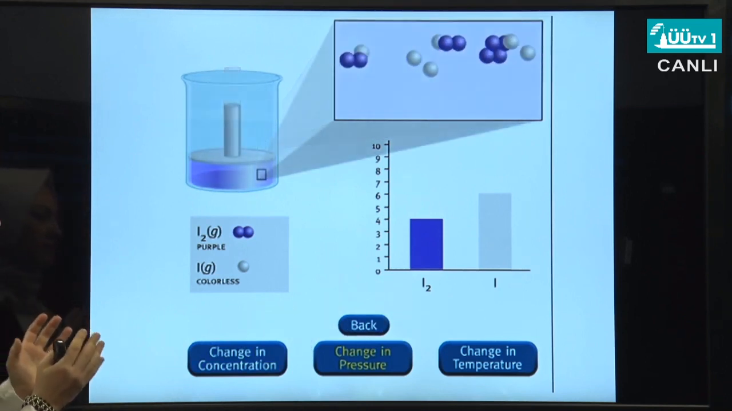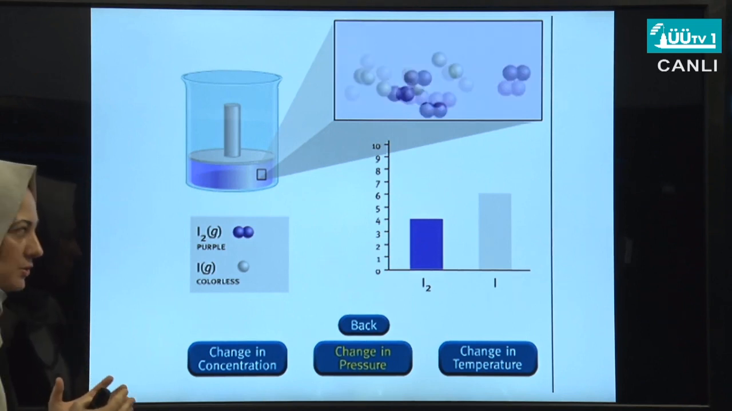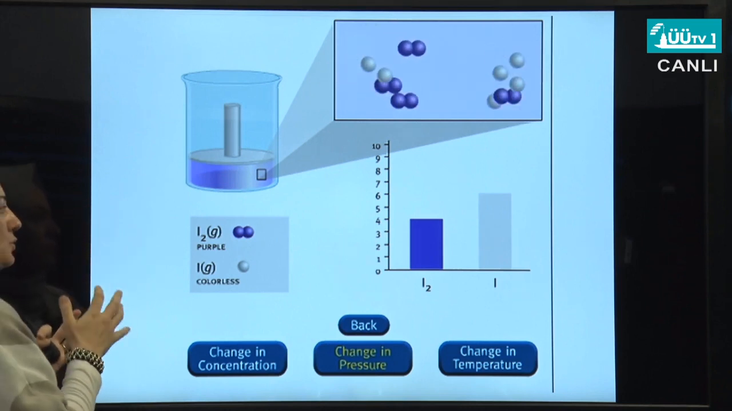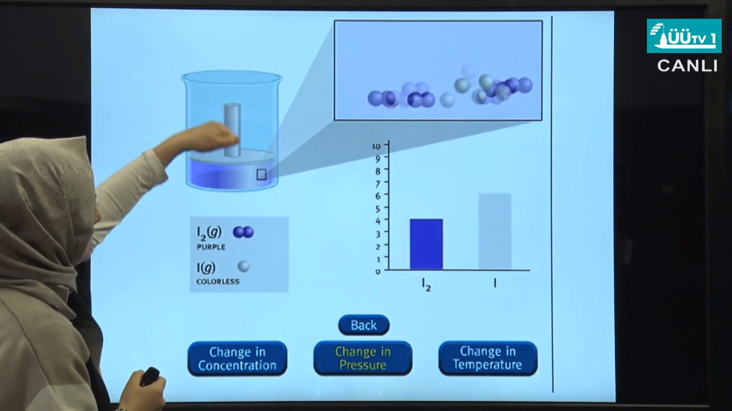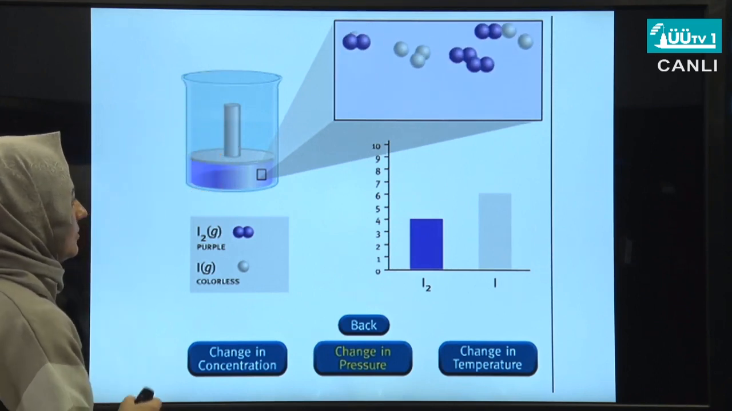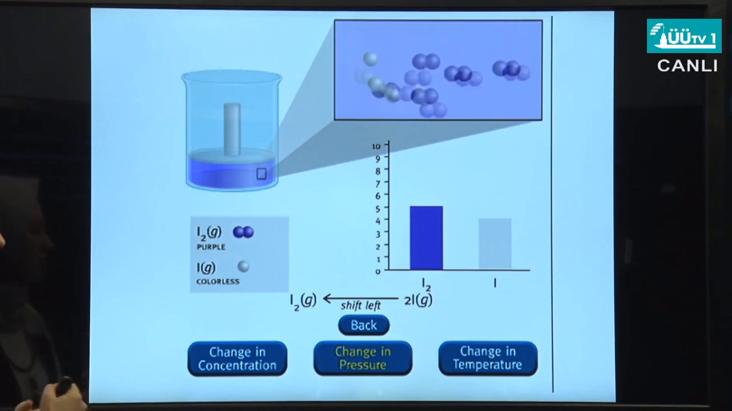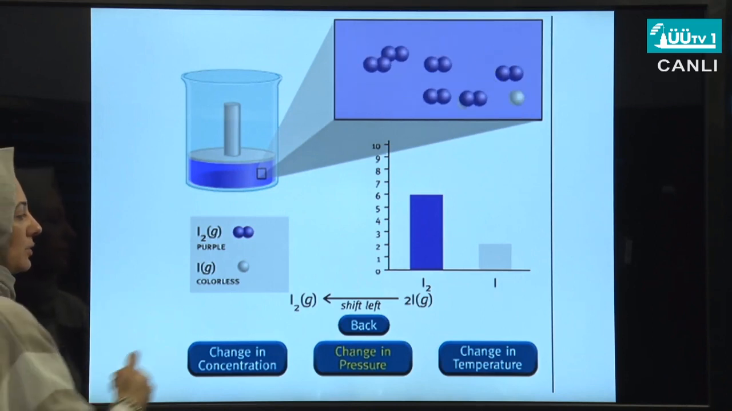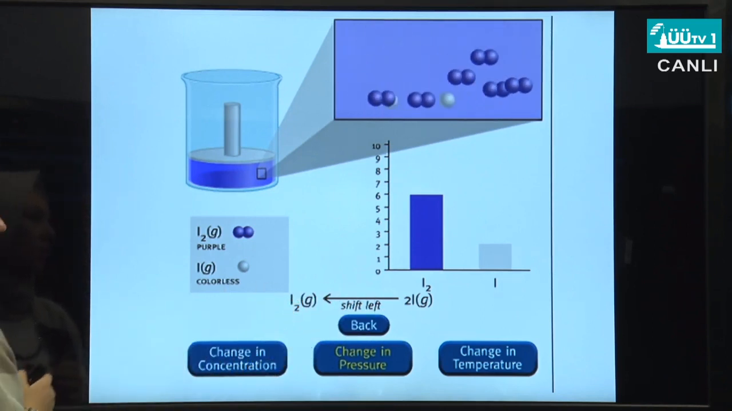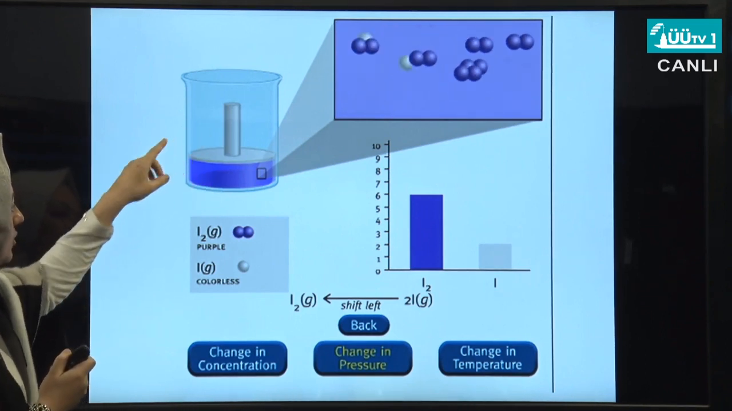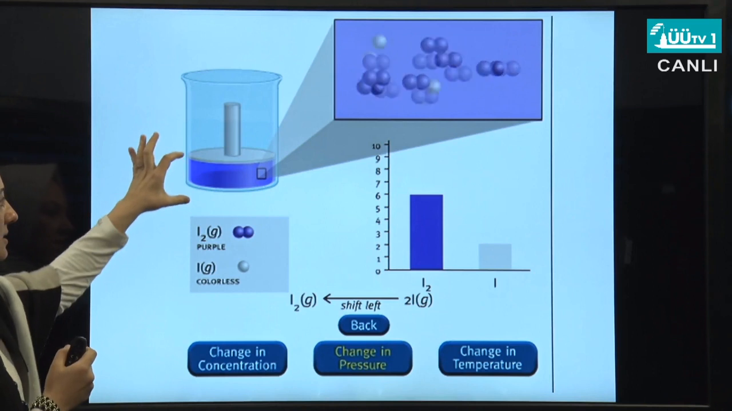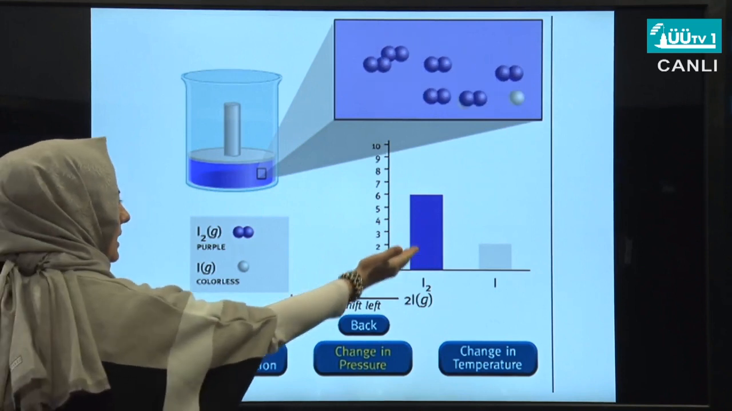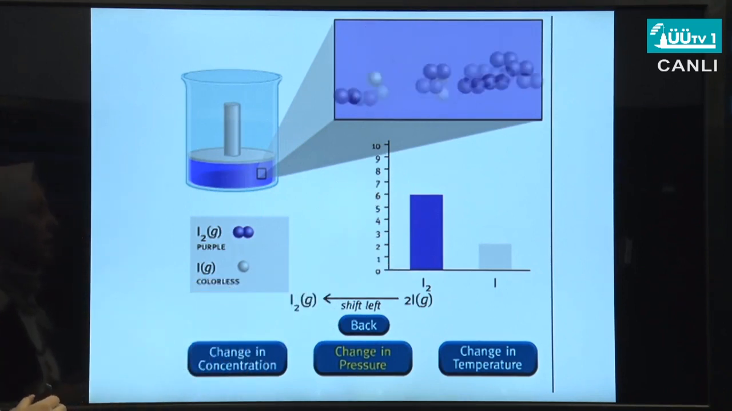So now I'm increasing the system's pressure. According to Le Chatelier's principle, the system will react in such a way that it will try to reduce this pressure increase. As you see, I press the piston, I increase the pressure, volume has decreased. Now the system will try to decrease the pressure. How? Shifting to the side where there are fewer gas molecules, and in this case it is to the left. So as you see from the color of the reaction medium, it is getting darker. The intensity of the purple color is increasing. Why? Because the system shifted to the left and more molecular iodine is being formed.